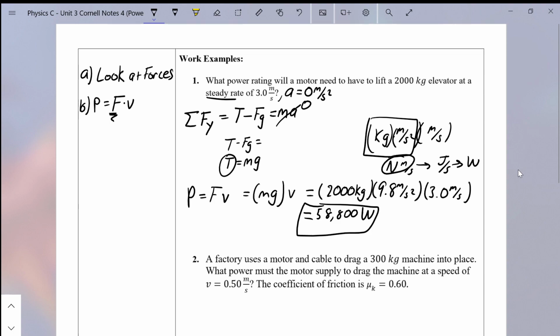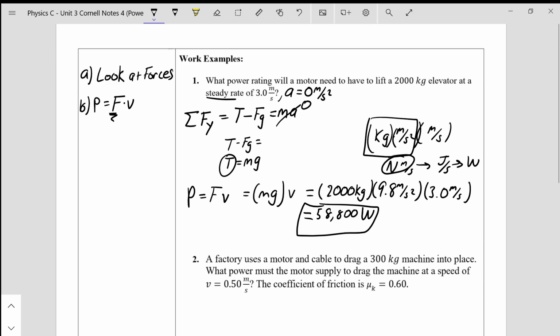We see that the two forces acting are gravity and tension. We set up our Newton's sum. We relate tension to gravity. Now we have an expression for tension force. And then we apply power is equal to force times velocity, where force is our tension force. We plug everything in, do a calculation, and get 58,800 watts.